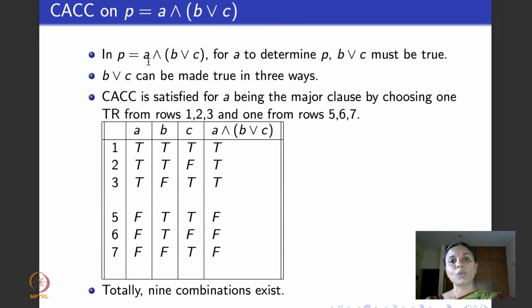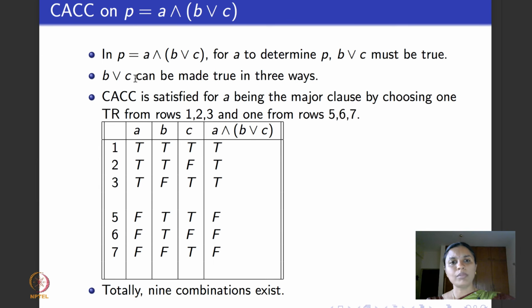Which means what? I want A to determine the predicate P. For A to determine the predicate P, this must be true, right? Because if B or C is true, then if A is true, P will become true. And if A is false, P will become false. Now you look at B or C. B or C can be made true in three ways, right?